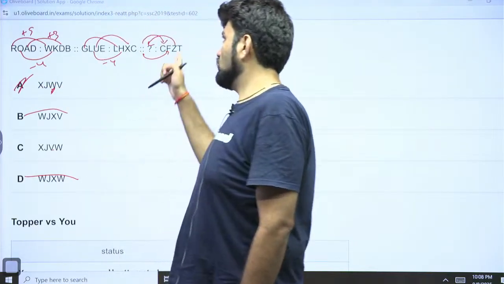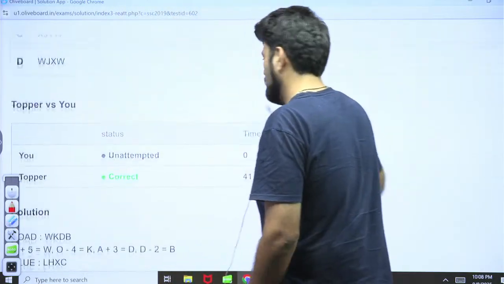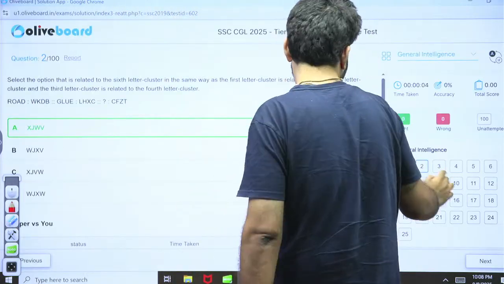Remember, here you are flipping it in the opposite direction, so be careful about that. 41 seconds, decent, I think, not a problem.